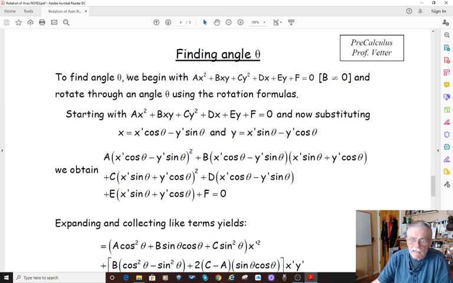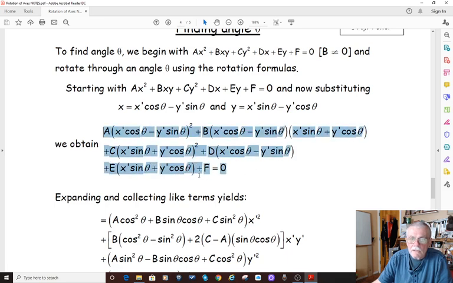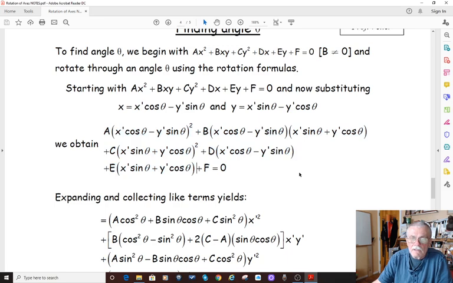So to find angle theta, we begin with this equation. This is our general second degree equation. We're assuming b is not 0. And we're going to rotate through an angle theta using the rotation formulas. And here they are. Every place I had an x, I'm going to put this monster. Every place I had a y, I'm going to put this monster. And that's where this comes from right here.